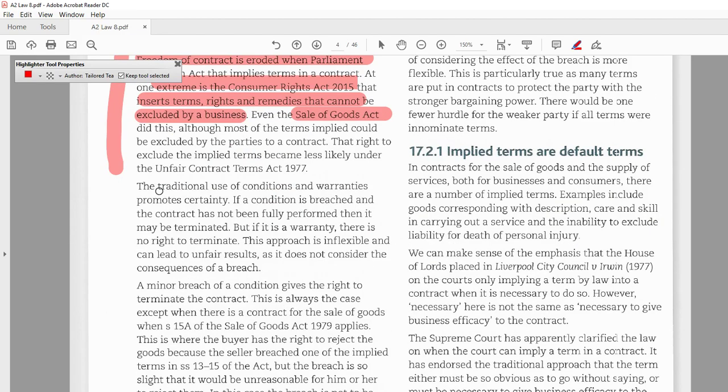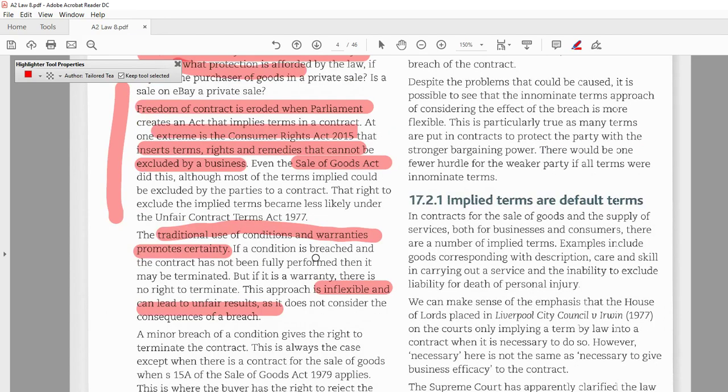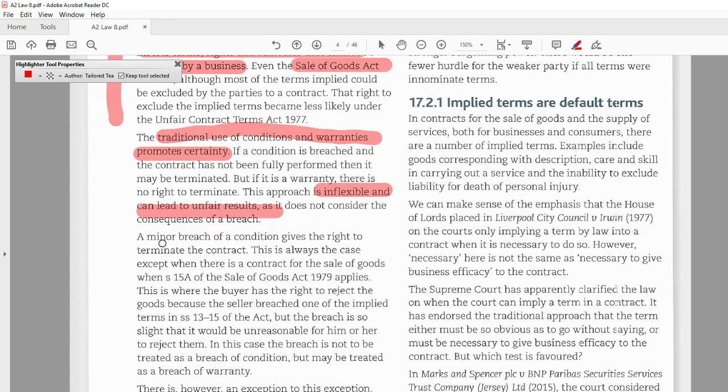Okay? It goes here on to say the traditional use of conditions and warranties promotes certainty. If a condition is breached and a contract has not been fully performed, then it may be terminated. But if it's a warranty, there's no right to terminate. This approach is inflexible and can lead to unfair results. So really that is talking about conditions and warranties in relation to freedom of contract. So it's saying that how you phrase something to be a condition or a warranty can affect the freedom of contract because it affects the outcome. And it goes on to say a minor breach of condition gives a right to terminate the contract.